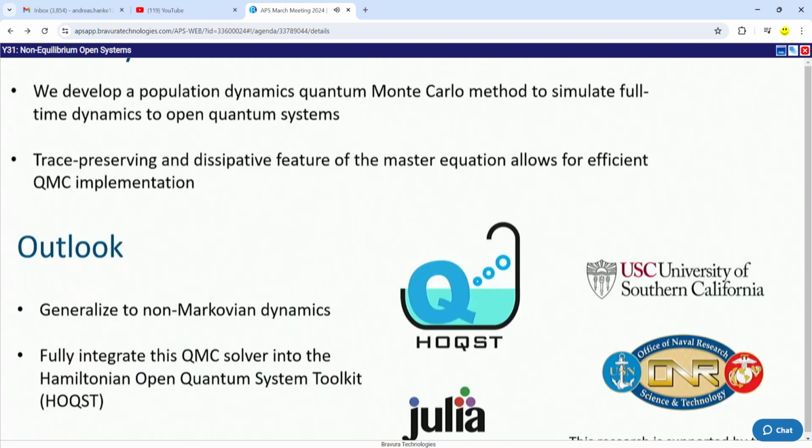Compared with the master equation, and as a summary, we have developed a population dynamics technique, and all of the features of the open quantum system actually make it more efficient. And as an outlook, we want to generalize it to non-Markovian dynamics, and we have a package which we call the Hawkist. We want to fully integrate this QMC solver into this package.